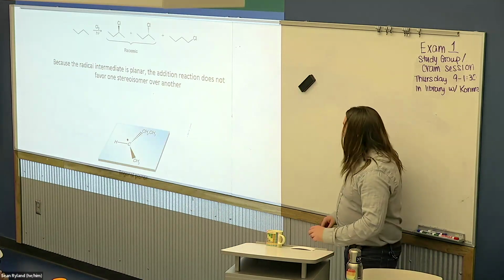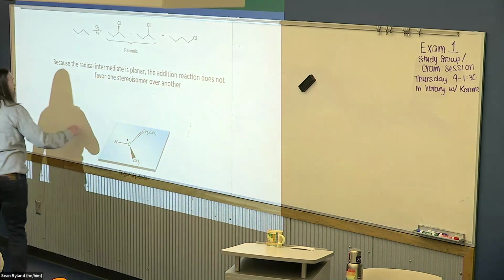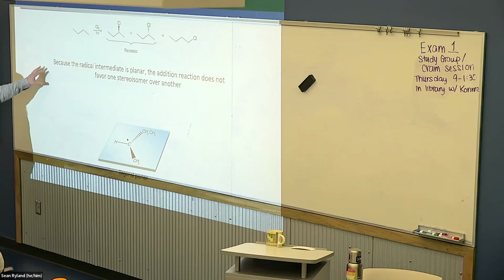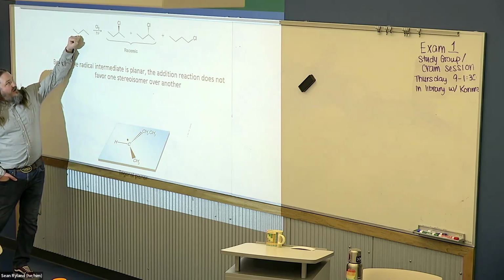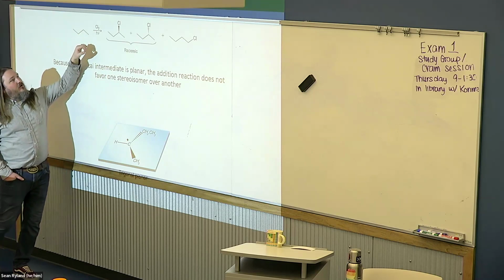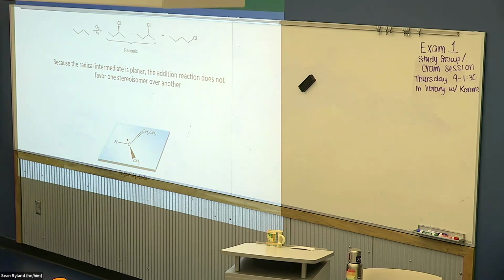All right, and as we mentioned before, I just wanted to put the slide up here so that we are showing this. There's our planar radical. Our first step in the propagation is that hydrogen abstraction, which gives us that planar radical, which means we're going to get a racemic mixture with the R plus S.